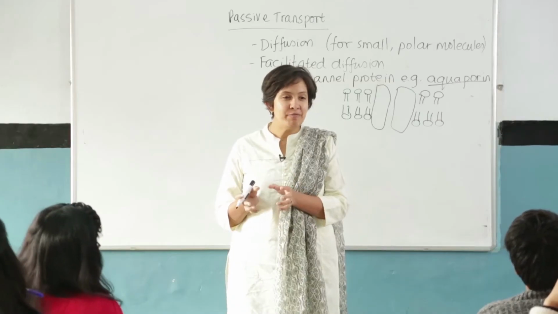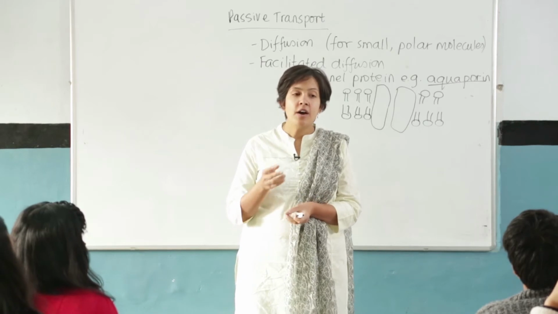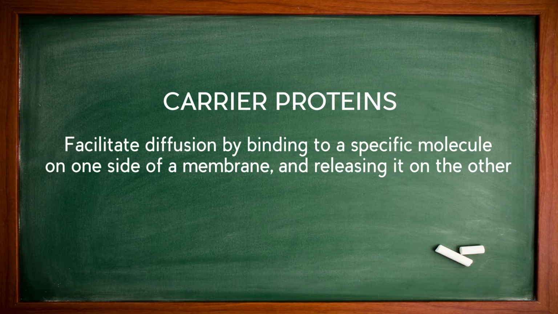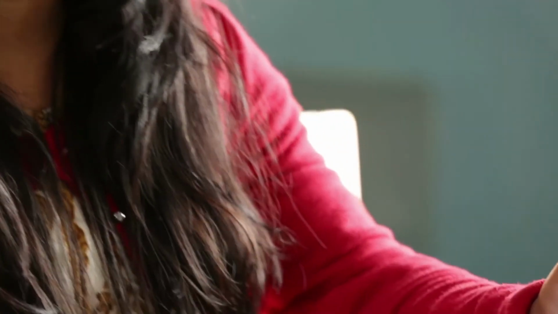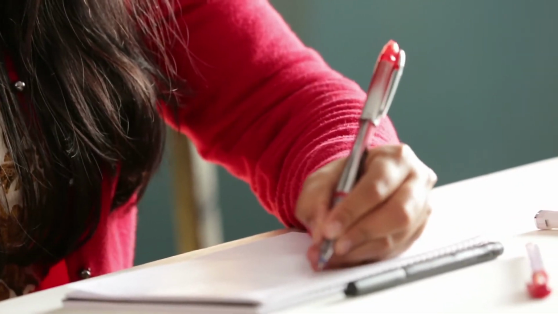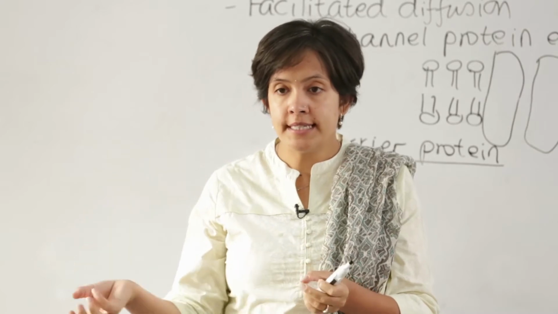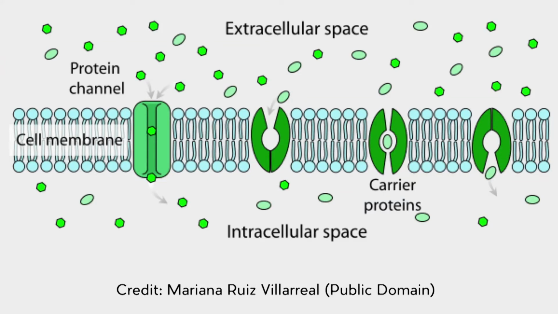In addition to channel proteins, we have another class of protein called a carrier protein. Carrier proteins also perform a kind of facilitated diffusion, but whereas a channel protein is just open and allows the molecules or particles to go straight through, a carrier protein only opens when a substance engages with it. So in this diagram on the left-hand side, we see an example of this simple channel protein, and on the right, we've got 3 steps showing how the carrier protein works.